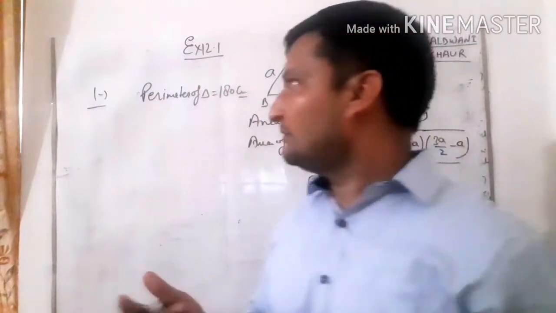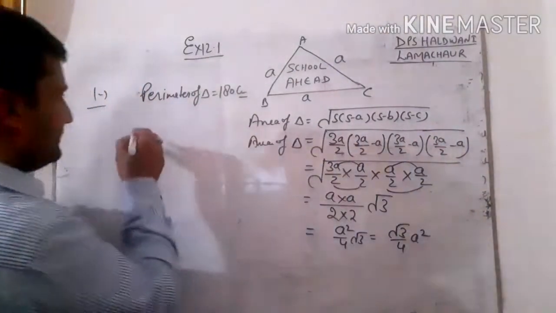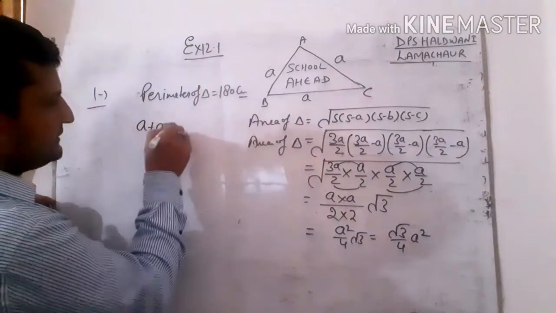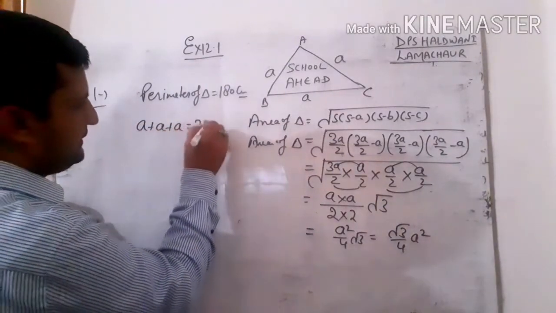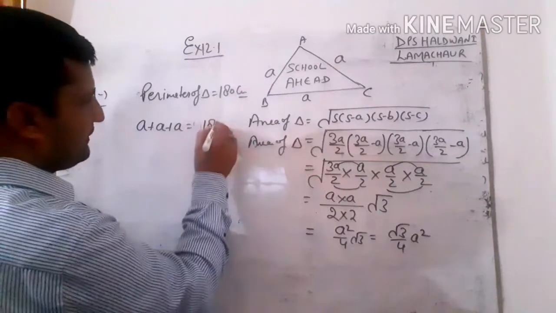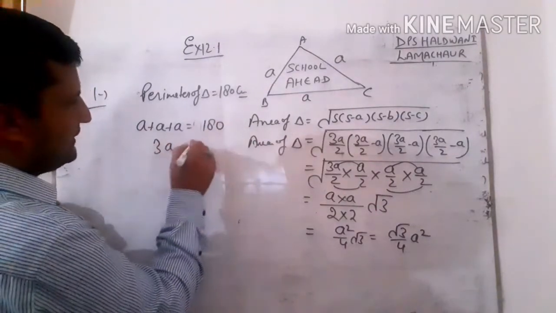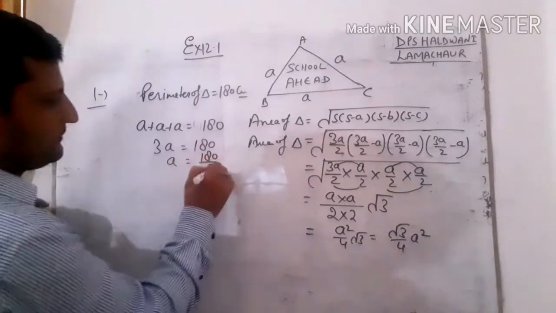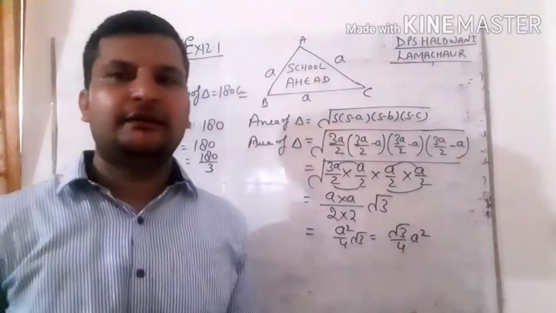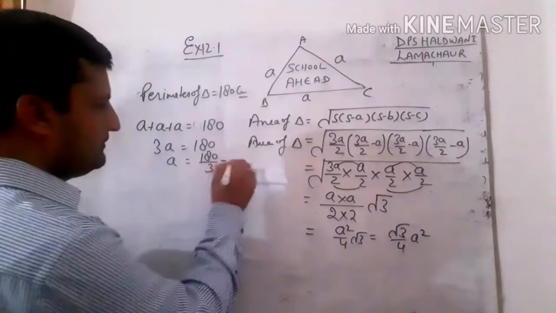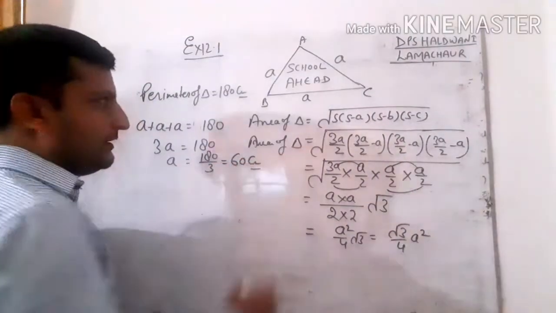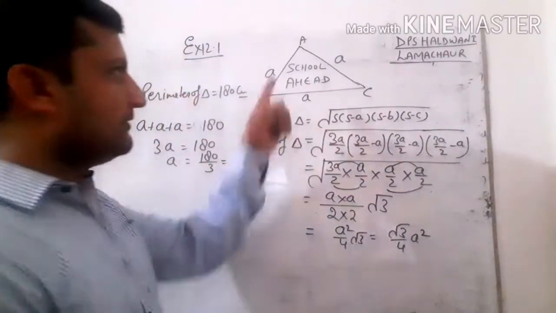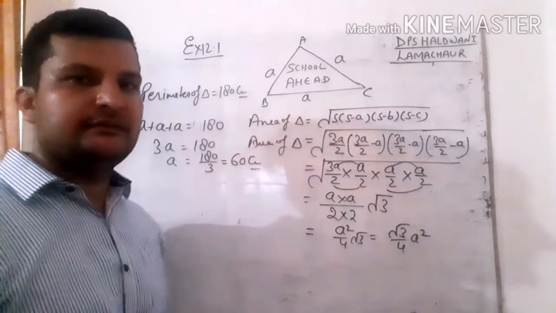So what do we have to do? Perimeter means, we know, the sum of all the sides. The sum of all the sides: A plus A plus A is equal to 180. So we can say that 3A is equal to 180. So student, A is equal to 180 by 3. A is equal to 60 centimeters. Now students, all the sides are equal. It means all the sides are 60 centimeters.